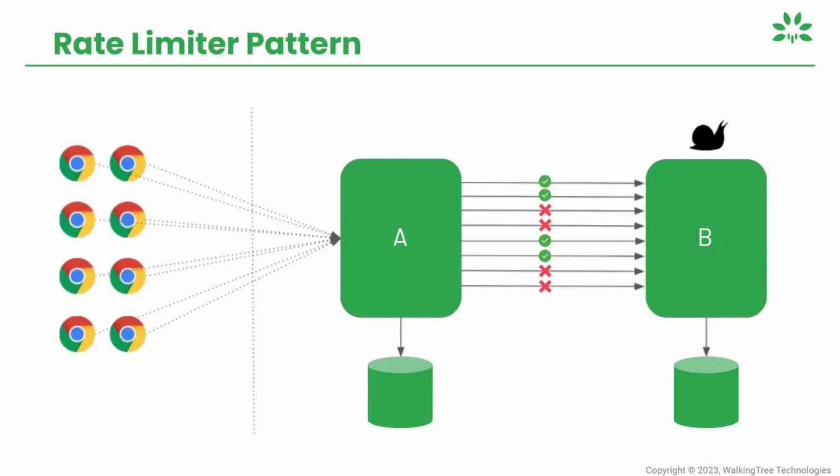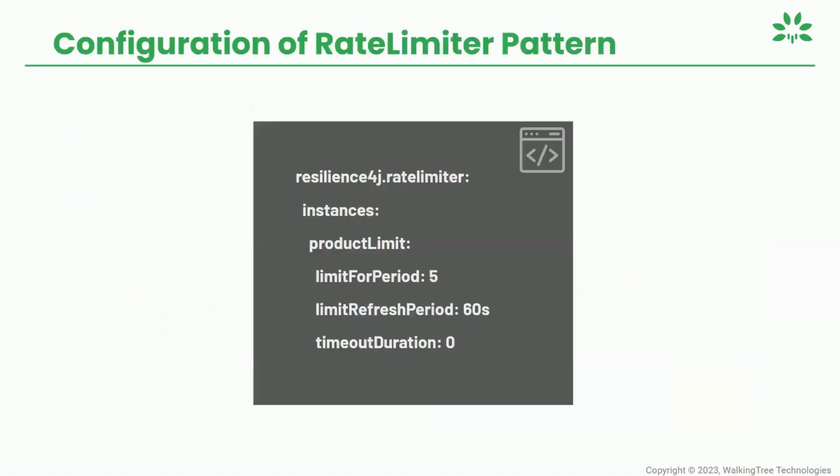Coming to the rate limiter pattern configuration, it's very simple. You give how many calls you allow within a period. Here I have given a sample: 60 seconds, and out of 60 seconds, you only allow 5 calls to the service. You can apply this configuration at service level or method level also. The main advantage of the rate limiter, as I mentioned, is that it makes sure your service is highly available, and it reduces the failures of your service.